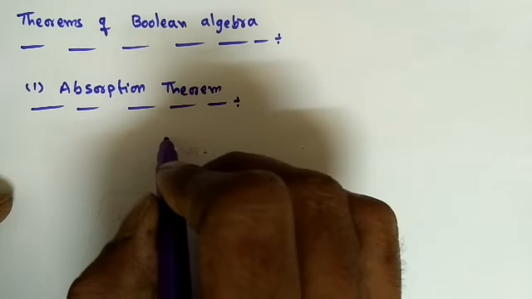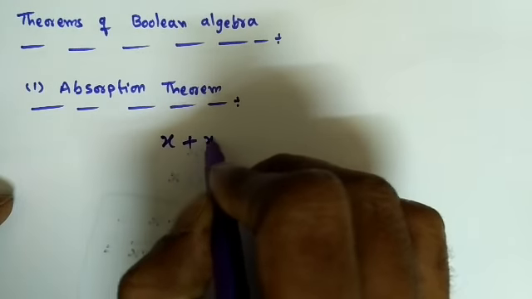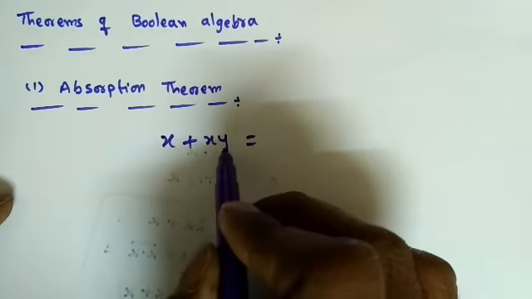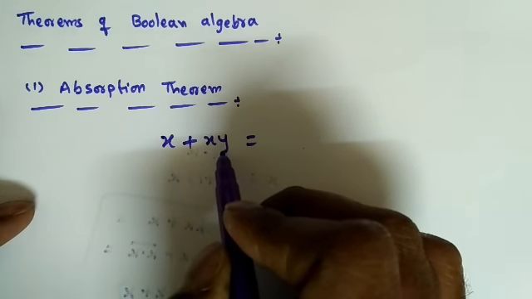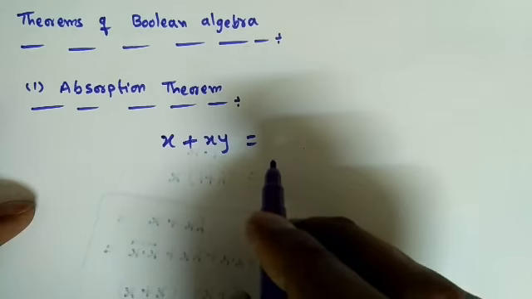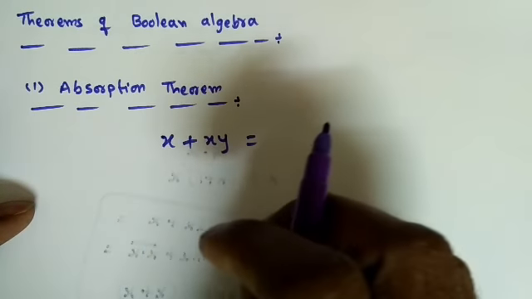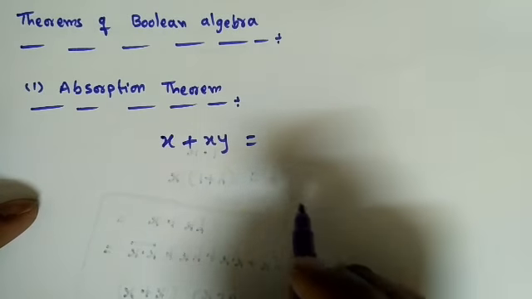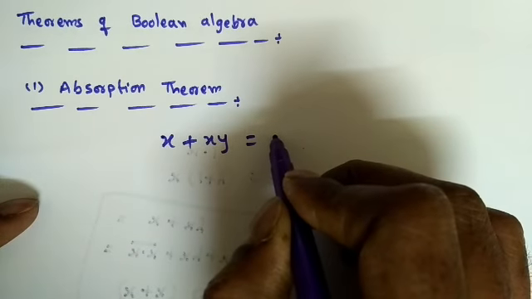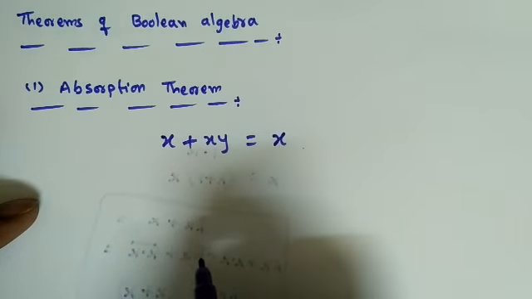If it is something like x plus xy, here we have two literals, x and y. We can also say variables, but generally in Boolean algebra or digital systems we always say literals. Now this will be equal to a single literal, which is x.